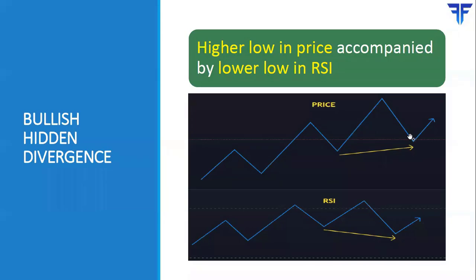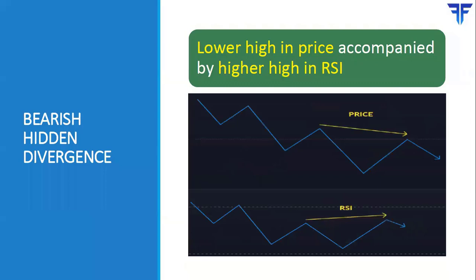So whenever you spot a bullish hidden divergence, or for that matter, even a bearish hidden divergence, pay very careful attention to it, because the unfolding move could be very powerful. So a bullish hidden divergence occurs when price makes a higher low, but the RSI goes on to make a lower low. So as you can see, there is a hidden divergence between the two.